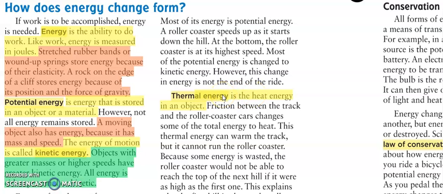Okay, guys, another example of energy is thermal energy. Thermal energy is the heat energy in an object. As an example, the friction between the track and the roller coaster cars changes some of the total energy to heat. This thermal energy can warm the track. Another example of thermal energy: when you are running, your kinetic energy is transferred or changed to thermal energy.